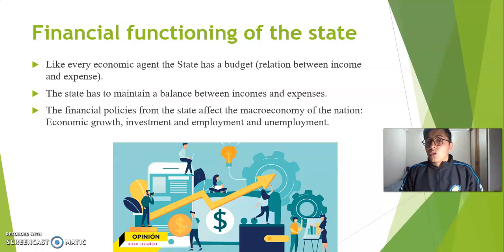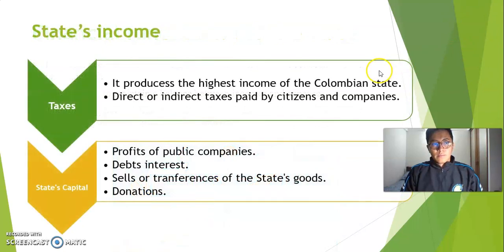Now we are going to talk about the way that the state earns money, and then we are going to talk about the way that the state spends that money. So first of all, the state's income. Remember that income is the money that something or someone receives by a job or by work.